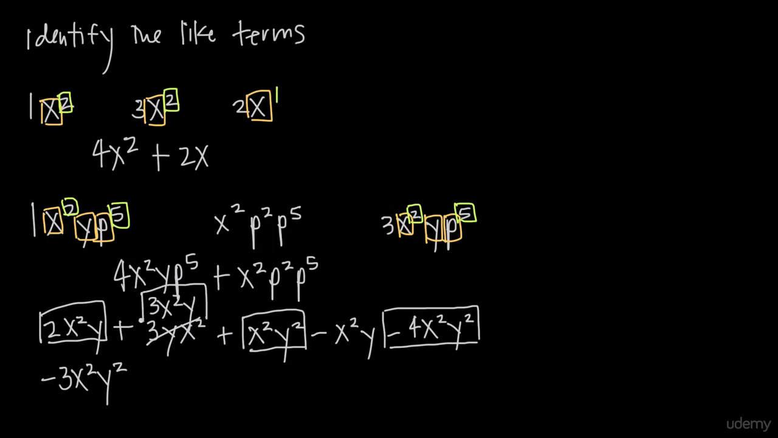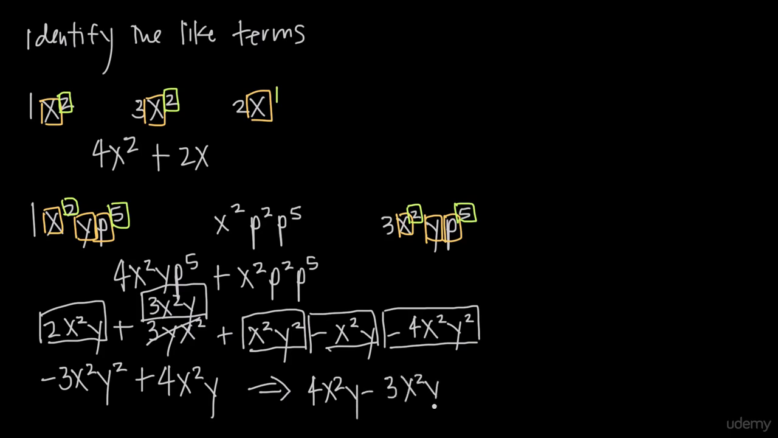So I have 3x squared y. And same thing here, x squared y. I have minus a 1x squared y. So when I add all these together, I have 2 of them, I add 3 of them, I get 5, I subtract 1 of them, and I get 4. So I'm going to end up with plus 4x squared y. And the only thing I want to change now is the order of my terms. So I start with a positive and end with a negative. So I have 4x squared y minus 3x squared y squared.